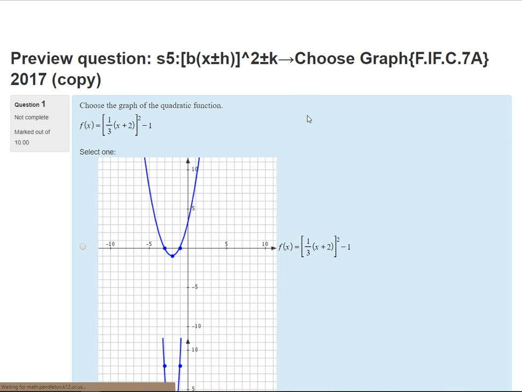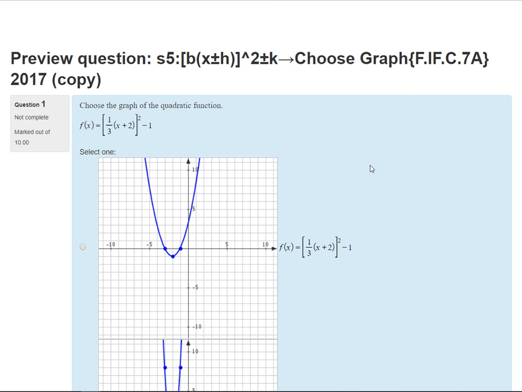Okay, so here's a sample of a problem from the second of the new assignment. So what if I wanted to choose the graph of this? What are we going to do? Just let's talk ourselves through what's our thinking on this one.